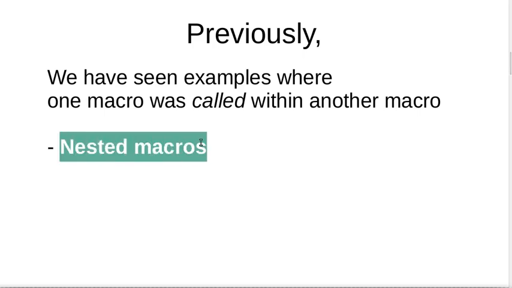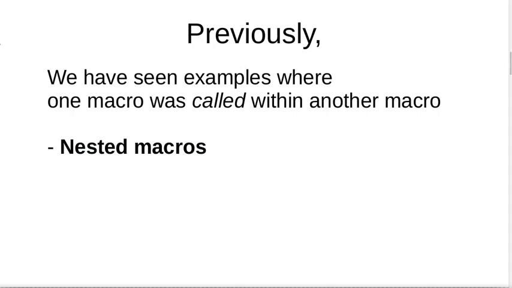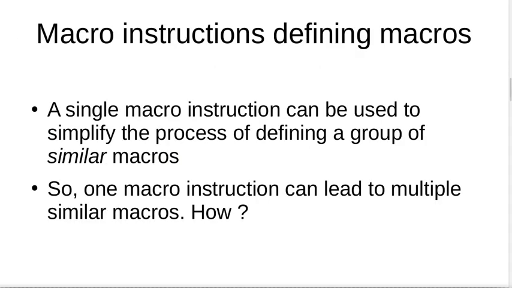Just as we have different for loops within other for loops, different if conditions within other if conditions, similarly we have seen a case where we could call one macro within another, and that we referred to as nested macro definitions. Fine. So we have previously gone through that. Today's lecture is all about the macro instructions which define other macros.